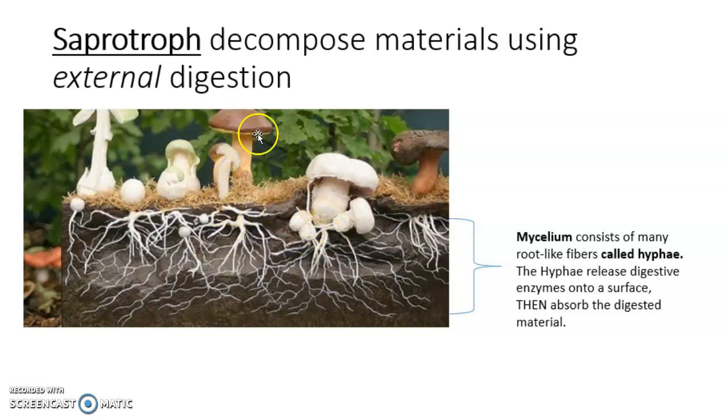Now, if you look at a mushroom, most of the actual body of the mushroom is hidden underground in a network called its mycelium. The mycelium consists of many root-like fibers, which we call hyphae, and the hyphae will release digestive enzymes outside of the mushroom onto the surface of the wood or whatever it is that they're eating. Those enzymes will digest all the materials out here. Then the mushroom, or the fungi rather, can absorb all of that pre-digested material. So this is an external digestive process.